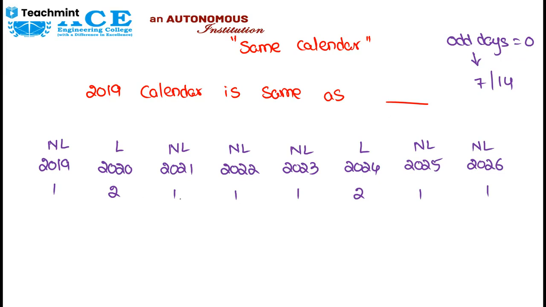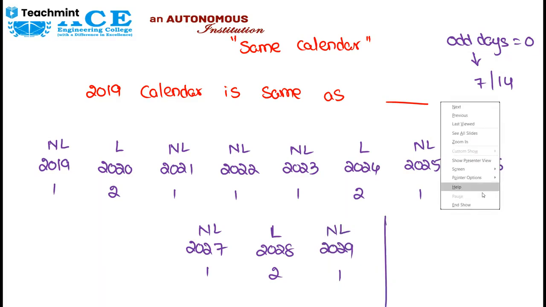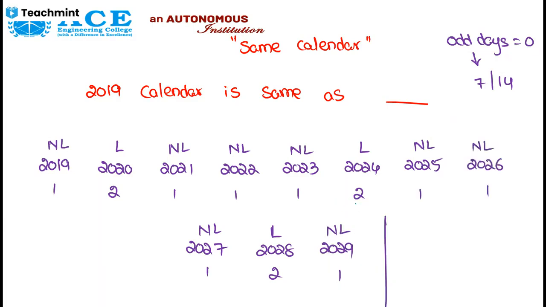Here we have 4, 5, 6. Unfortunately, we didn't get 7. We jump to 8, then 9, 10. Next 2027, non-leap year. 2028, leap year, so 11 already, now 13. Now 2029, one odd day, non-leap year, 14 came. So up to here, odd days are 14. 14 means 2 weeks. It's nothing but 0.